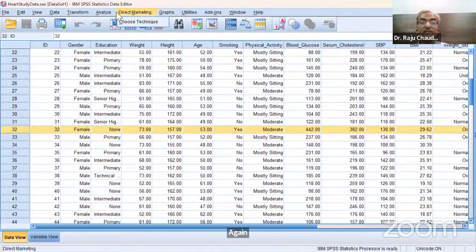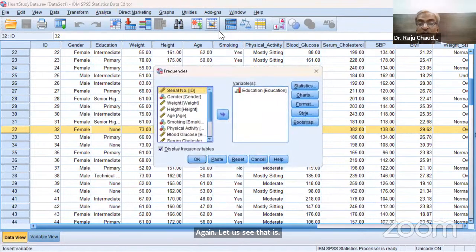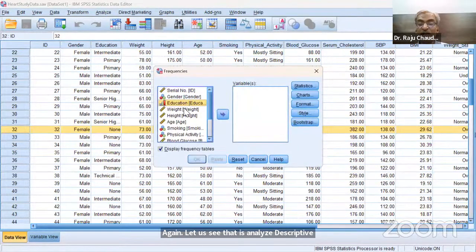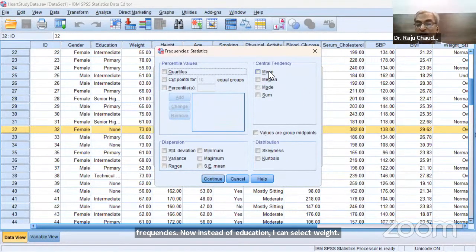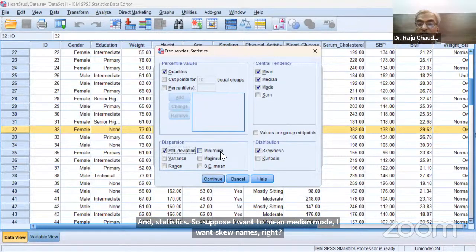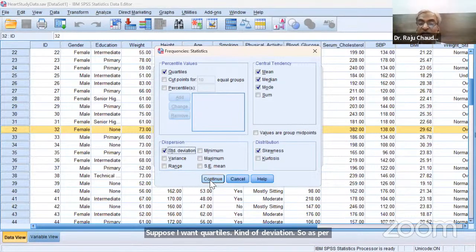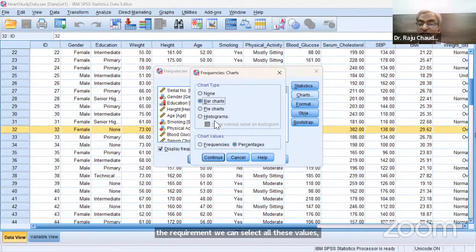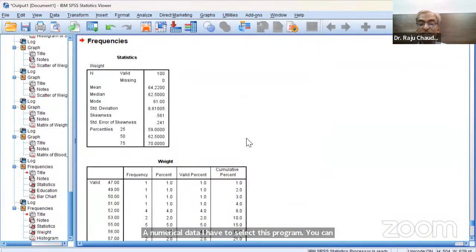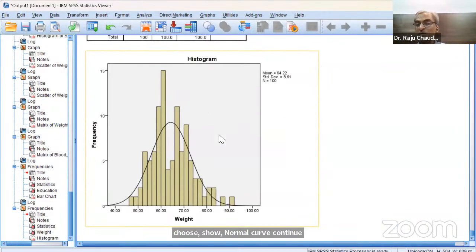That is Analyze, Descriptive Statistics, Frequencies. Now instead of education, I can select weight. In statistics, suppose I want mean, median, mode. I want skewness. Suppose I want quartiles and standard deviation. As per the requirement, we can select all these values. For the chart, since it is numerical data, I have to select histogram. You can choose show normal curve, continue, click OK, and this is a histogram.